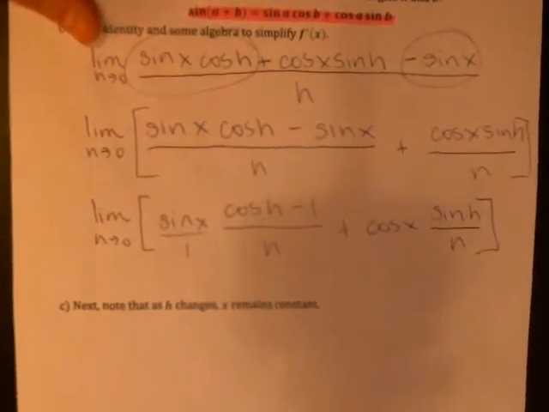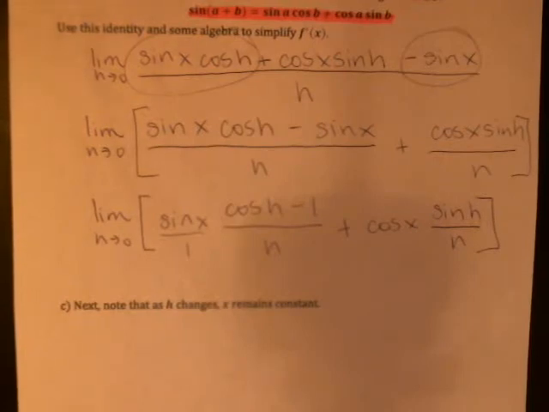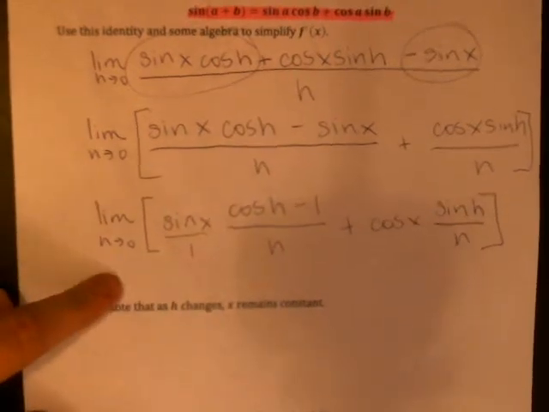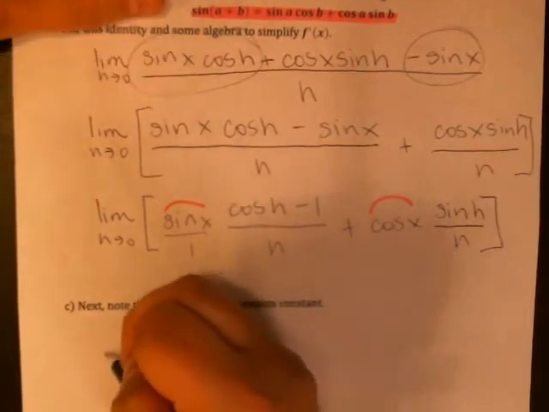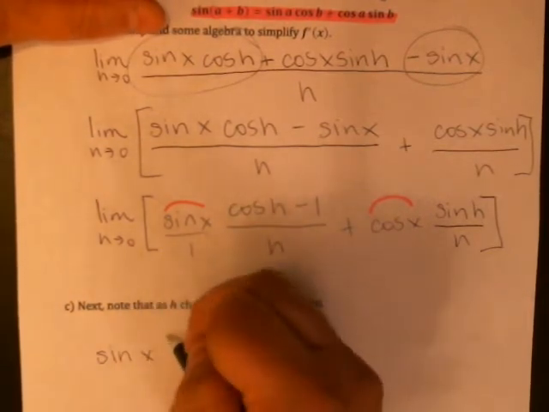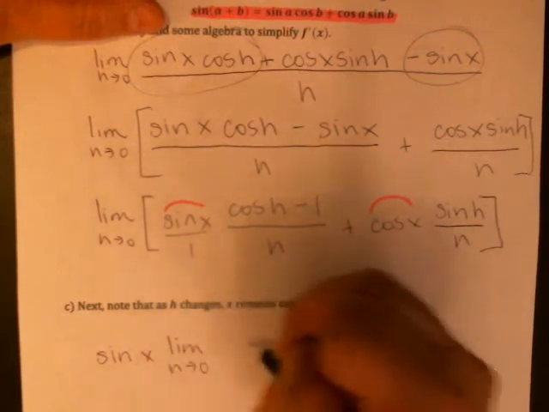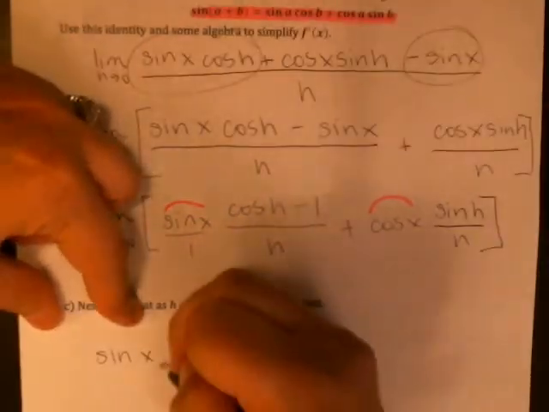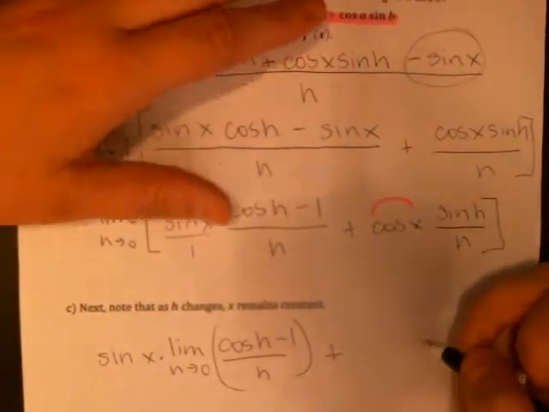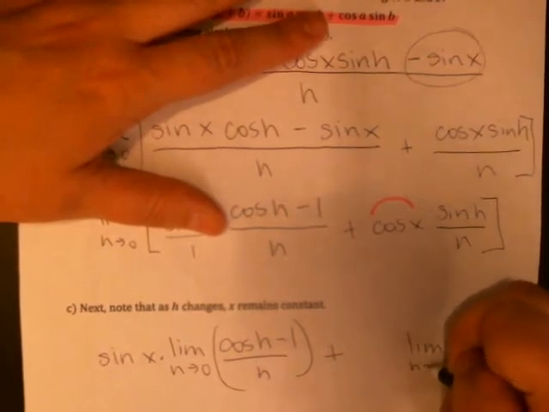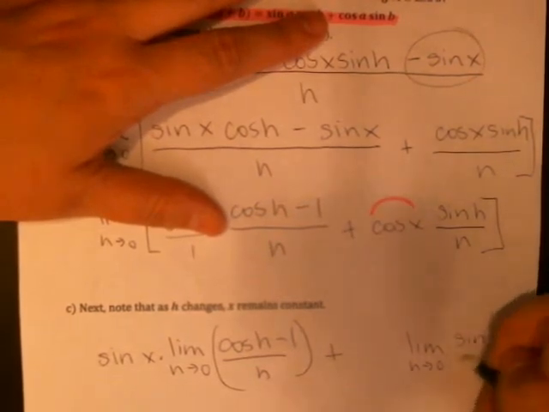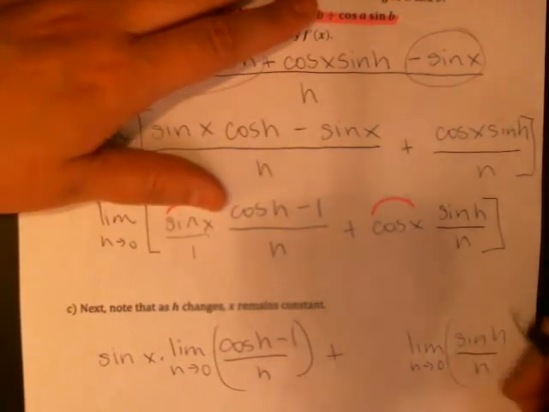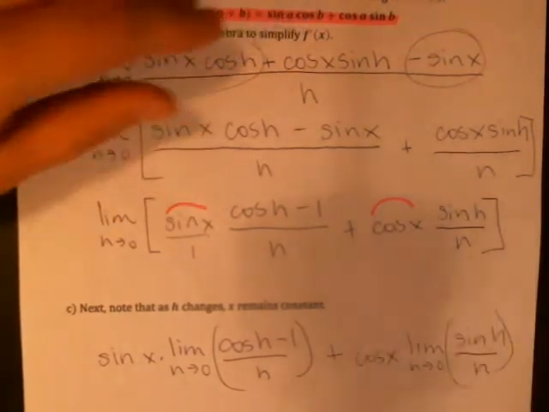Okay, so now we are supposed to look at what we've got and realize that when h goes to 0, it doesn't do anything to this sine x or this cosine x. So we could really think about this as I need to find the limit as h approaches 0 of cosine h minus 1 over h and multiply that by sine x. And then I need to find the limit as h approaches 0 of sine h over h and multiply that one by a cosine x.